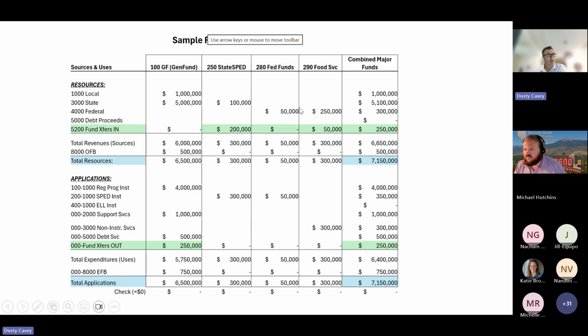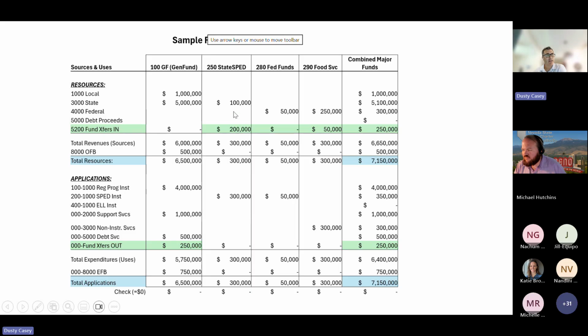You'll see the inflows, okay, up here, combined with the opening fund balance, which is this 8,000 line item, makes up total resources. And then going out, this is really by program and function I did this by. So 100, 1,000. This isn't all of them. This is just a sample of them. Regular instruction, special education, ELL support services, non-instructional services like food service, debt service, and then fund transfers out. So what my goal here was to show was how the revenue would come into each of these funds, the fund transfer, which is in green, in order to balance out the deficit.